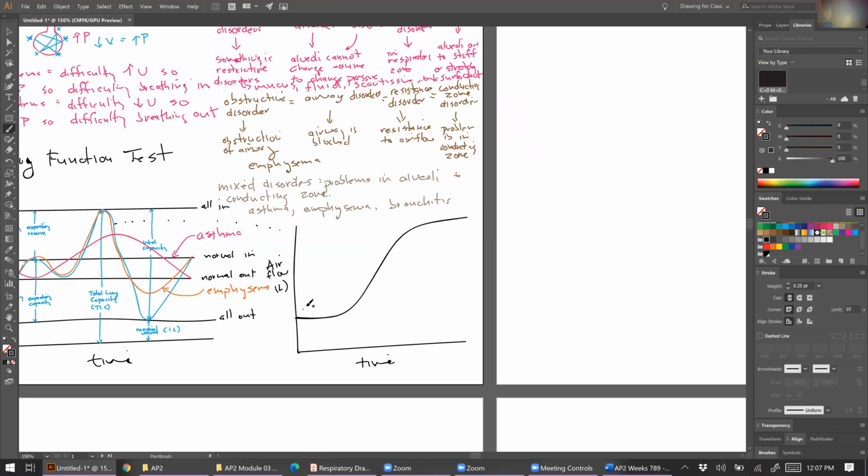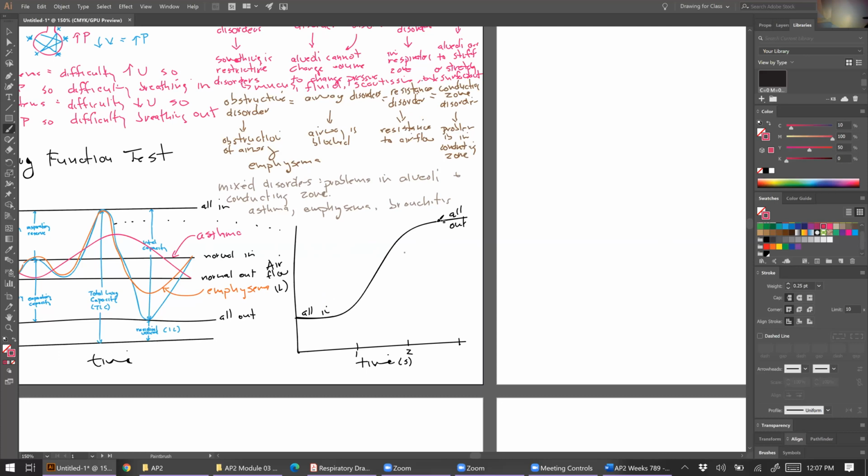So this is going to be our all in. This is going to be our all out. This is going to be in time. 1 second, 2 seconds, 3 seconds. So what you're going to ask the person to do is, it's called a forced expiratory volume.